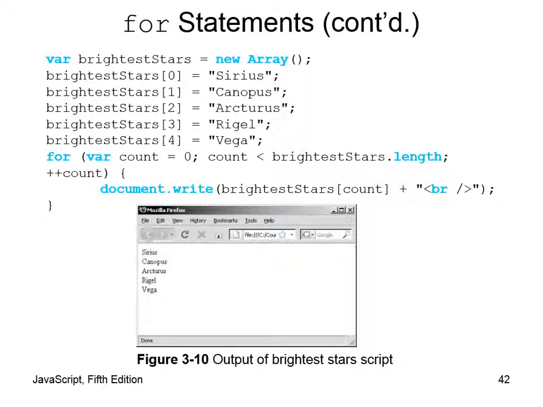And we just take the brightest stars and print them out. All right. We created our new array, for the variable count is equal to 0, count is less than the brightest stars length. So there's 5 of them. Plus plus count. This is where we increment. That one's not going to print because you're first going to start with 1. All right?